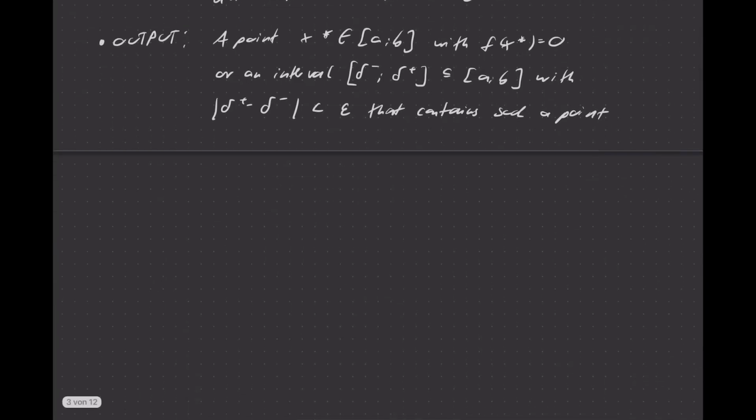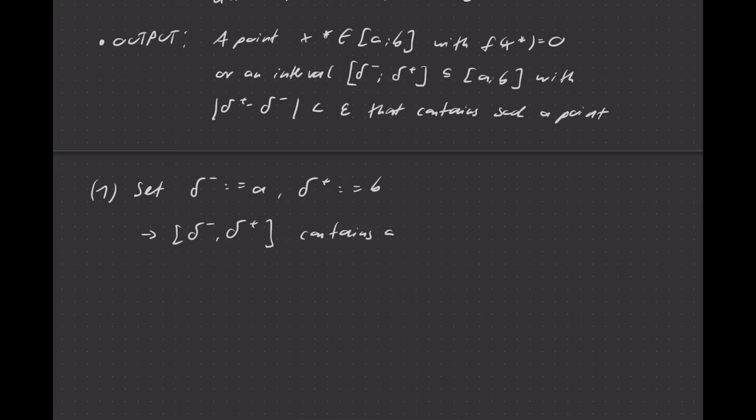Now the procedure proceeds as follows. It starts by setting the initial interval, delta minus, to the point a, delta plus to the point b. So we start with the original interval first. And then, as I said, by the intermediate value theorem, we can be sure that this interval contains a root of f. By the IVT, the intermediate value theorem.